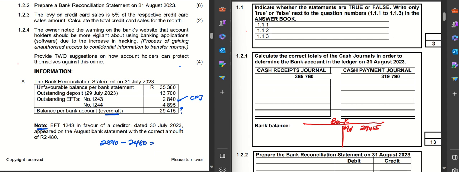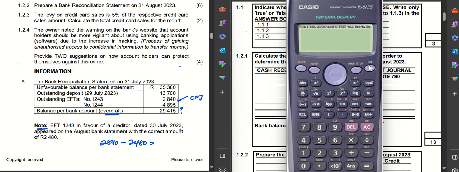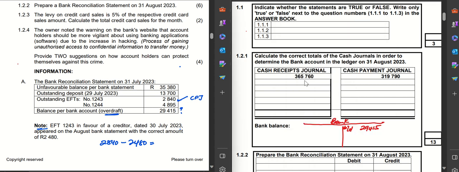So then you can just see us punching it. If you say your 2840, then you minus your 2480. There has to be a 2 there. So it's 2840 minus 2480. Then the difference becomes 360. 360 more in the CPJ. You record the difference now in the CRJ. So you come here, you have your 360 over here. Let's go on to the next one.